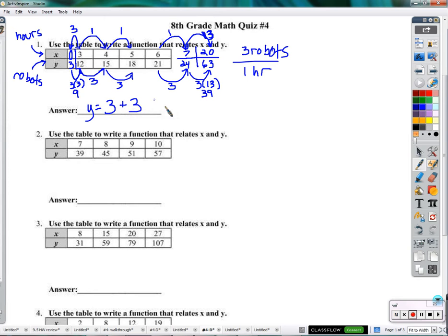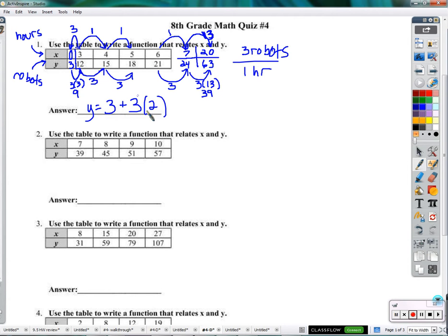If I wanted to go several hours down the line, I would add on 3 multiple times, or I would add 3 times some number. What number? If it's hour 1, then that's 1 hour later. 3 plus 3 times 1 is 6. That's naturally how many I would have the next hour. If it was 2 hours, right, I would plug a 2 in there.